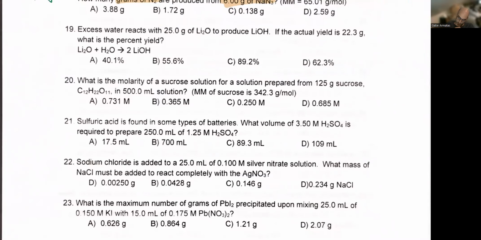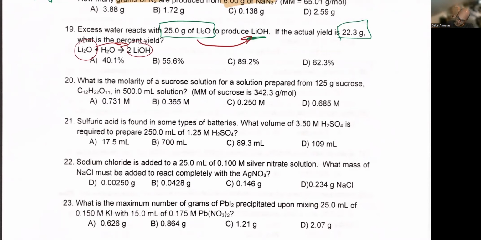Excess water reacts with 25 grams, okay, of lithium oxide to produce lithium hydroxide. If the yield is 22.3 grams, what is the percent yield? So are we switching chemicals? Yeah, we're going from lithium oxide to lithium hydroxide. So we are switching chemicals. So this is both a stoichiometry problem as well as a percent yield problem.